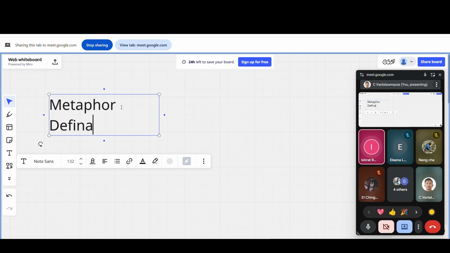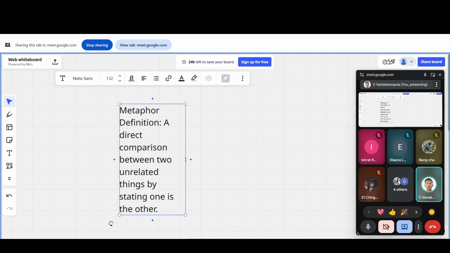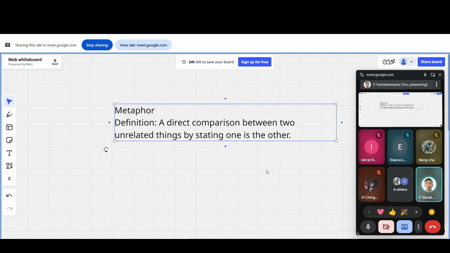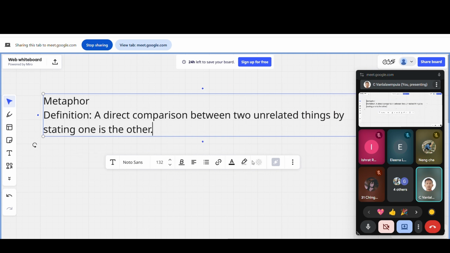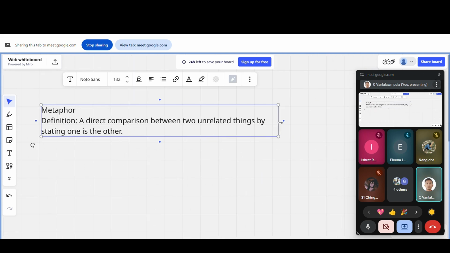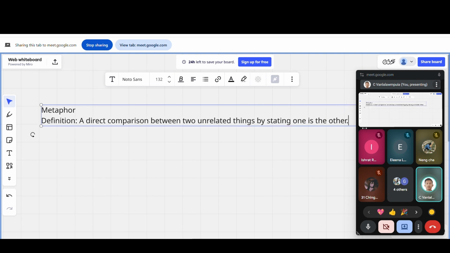Comparison, like definition. Okay, I'll just write definition. Okay, I've made all the notes. So like I said, yes, a direct comparison between two unrelated things by stating one. For example, in poetry, it's so common, right? Metaphor. I think everyone knows the meaning. Metaphor means if you want to express something, you use an object. Personification is also a little bit similar.